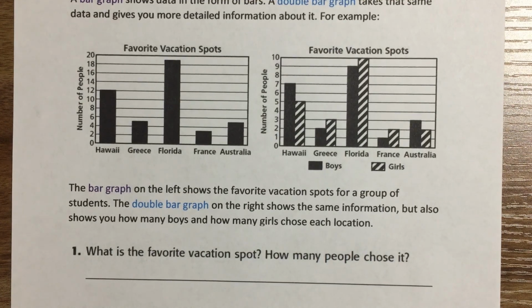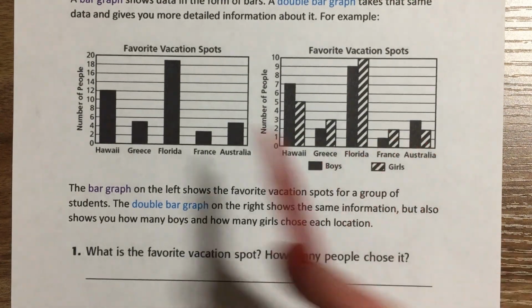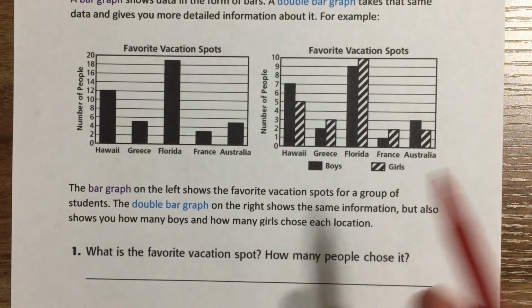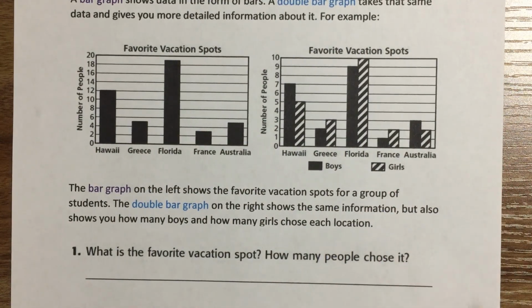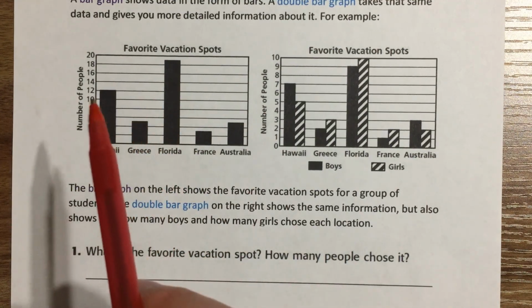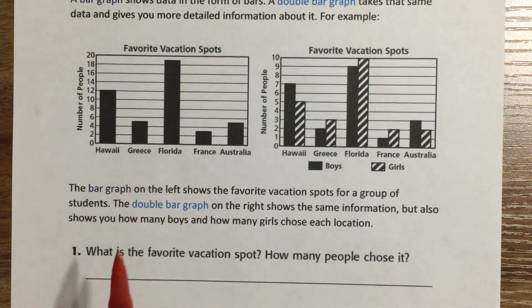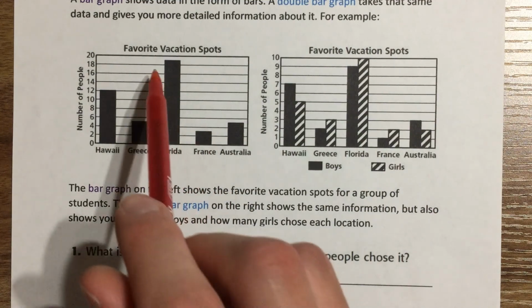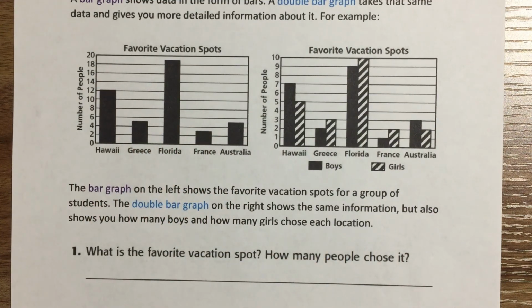So let's interpret these graphs. Number one, what is the favorite vacation spot? We could look at either graph. Doesn't really make any difference, but it's not asking about boys versus girls. It's just asking which one's the favorite. Probably easier just to look at the regular bar graph on the left side to start with. So, favorite vacation spot? Well, the one with the biggest bar is Florida. We follow that bar up, and it tells me 19 people chose Florida as their favorite vacation spot.